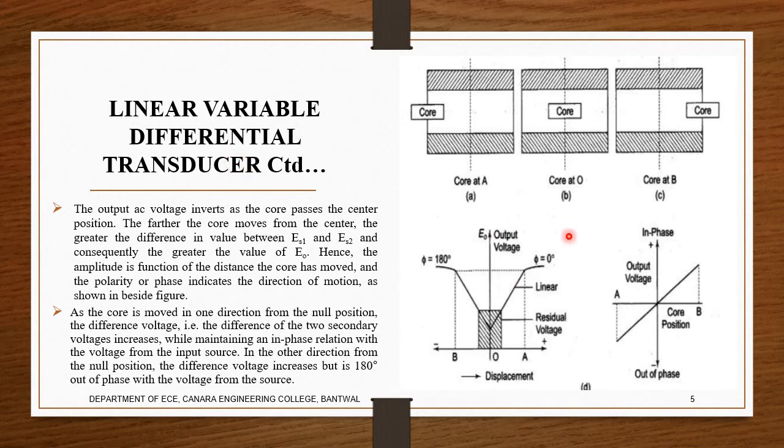So usually the output voltage of the LVDT is a linear function of the core displacement within a limited range of motion. That's the limitation it is trying to put here. It's limited, say, to 5 millimeter from the null position. Okay, so whatever is there, we can see it here.